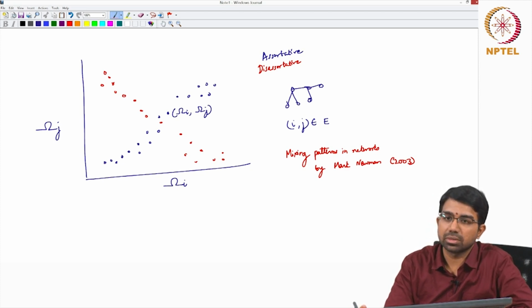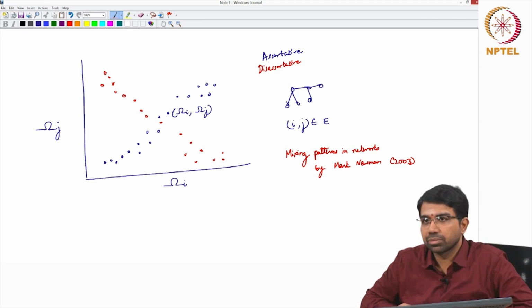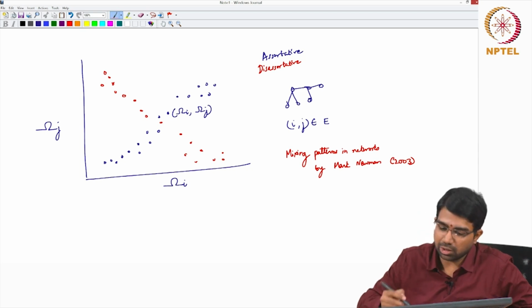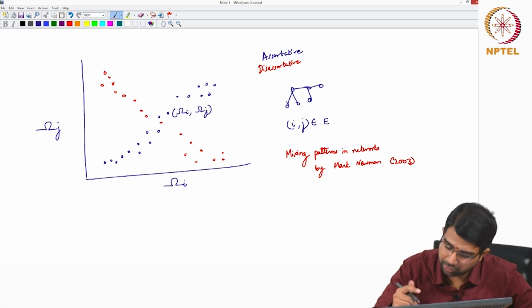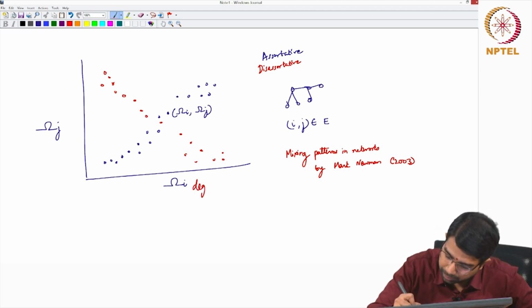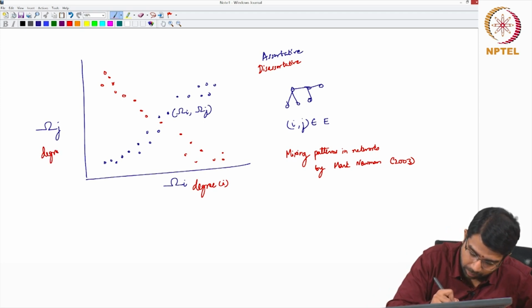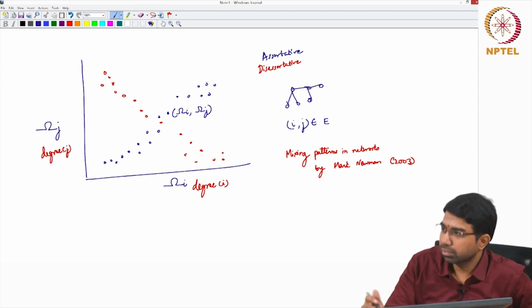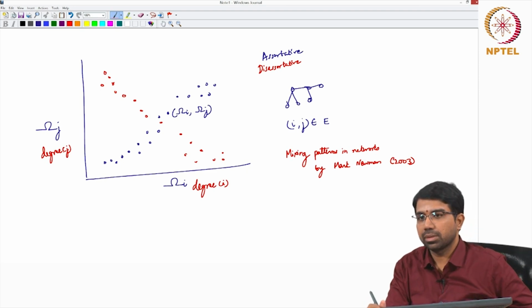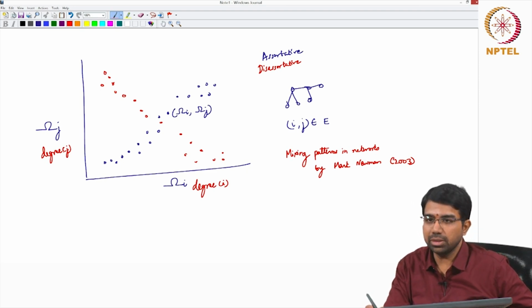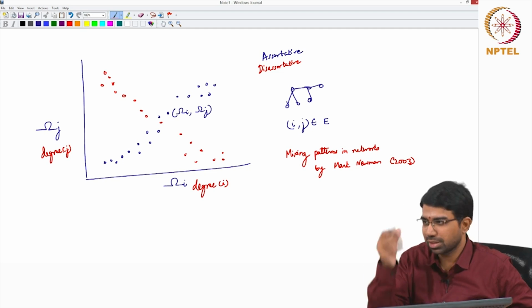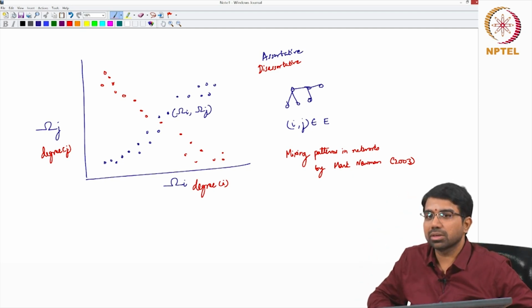Shreya, you had a question. Omega both access the same property values, right? Yes. So, let us say, for example, this is degree of i. One example for omega would be degree, but you can have betweenness, you can have any other interesting property.